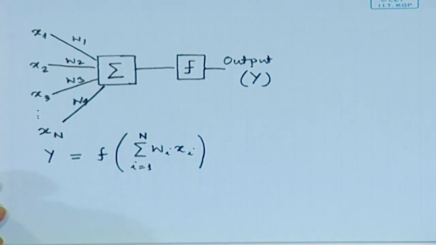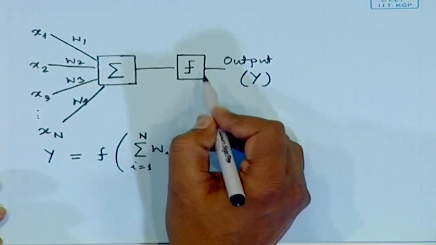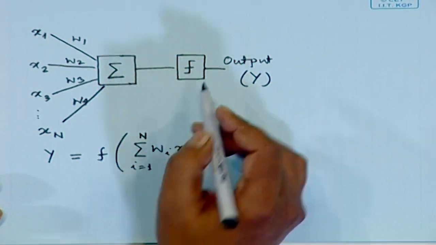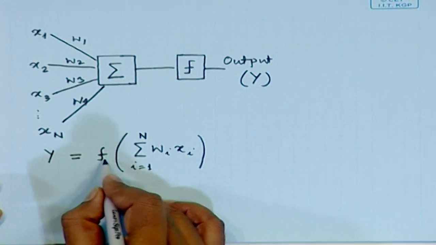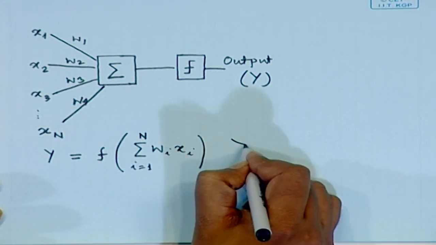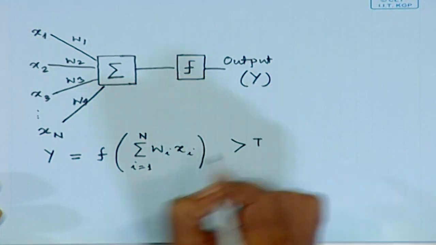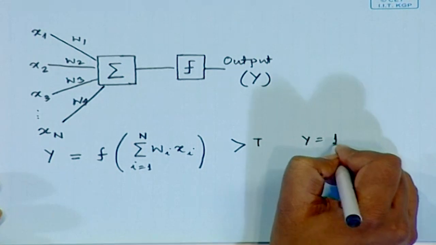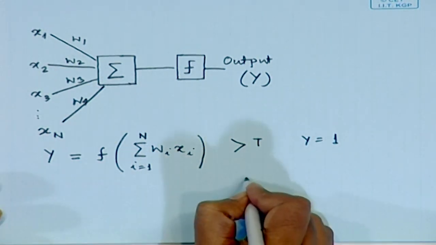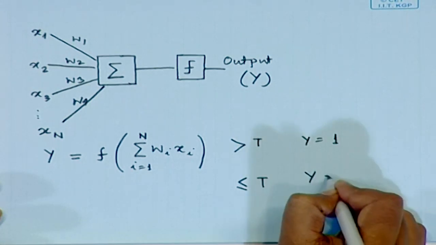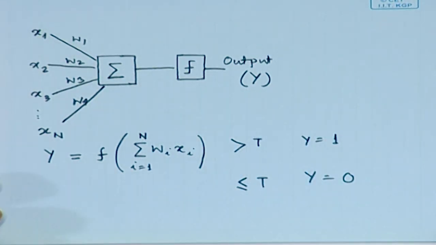If I use this nonlinearity as a simple threshold function, then if this output is greater than the threshold, I set y to 1, and if this is less than or equal to the threshold, I set y to 0.